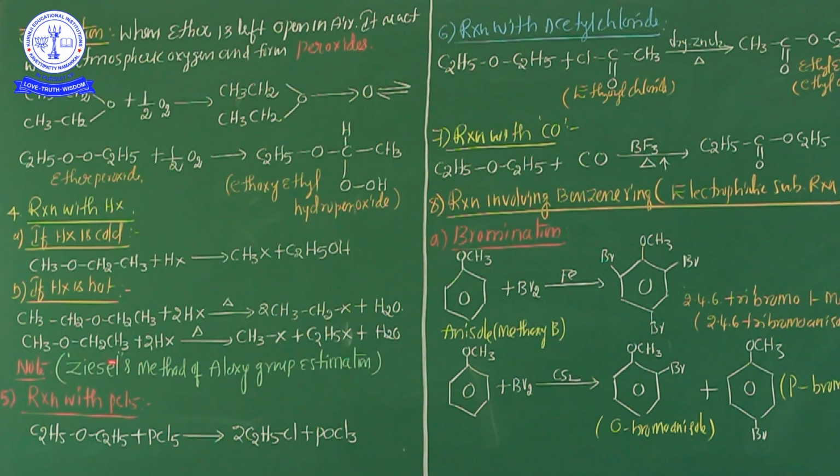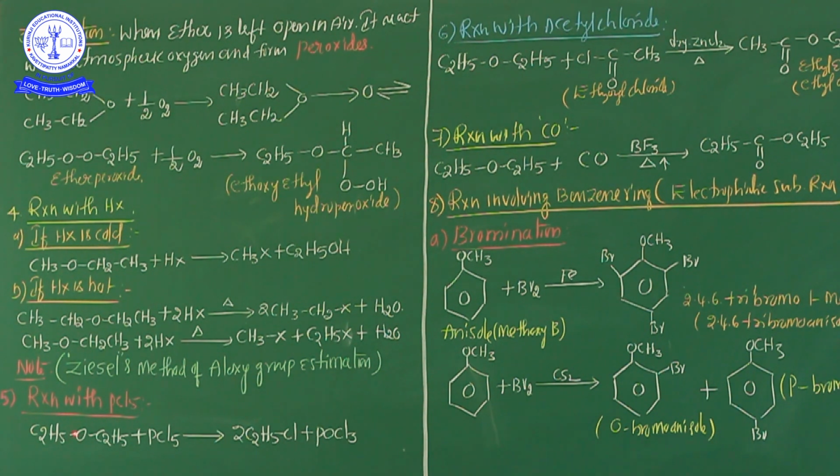So my dear students, the common name for the above reaction is the Zeisel method of alkoxy group estimation. If we take an unsymmetrical ether with hot HX, we get two different alkyl halides, and by testing both alkyl halides we can confirm the alkoxy groups of the ether. These are the reactions with hydrogen halides.